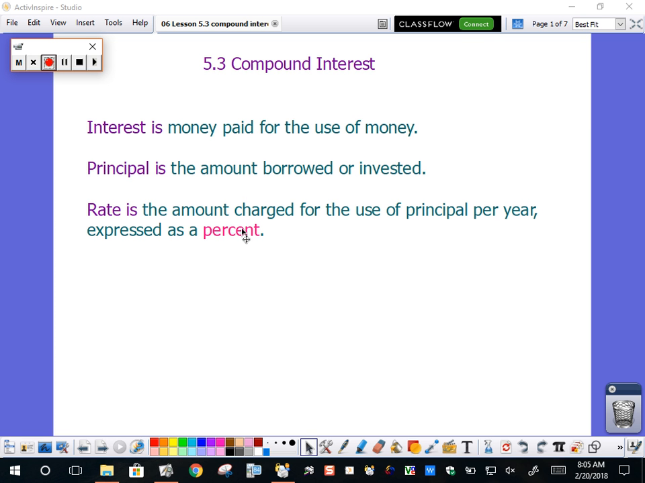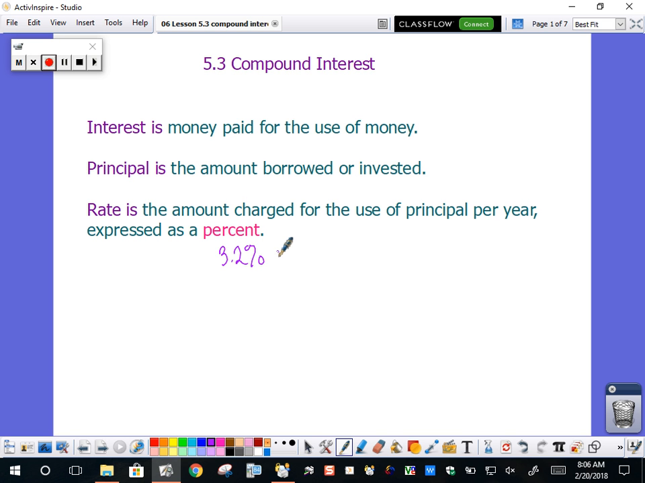It's either the amount that you borrow if you're taking out a loan or the amount you invest if you're putting money into a CD or into the bank. Rate is the amount charged for the use of principal per year. So rate is an annual rate per year, and it's always expressed as a percent. So if the interest rate is 3.2, it would be 3.2%.